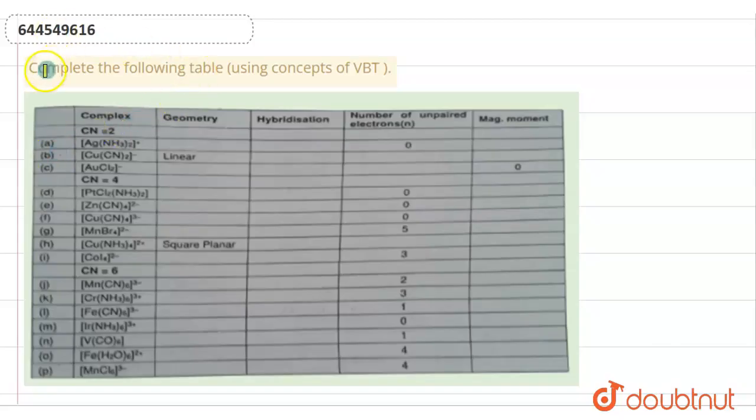Hello everyone. So today's question is: complete the following table using the concepts of VBT. We have been given many coordination compounds and we have to complete the table using VBT. So what does VBT tell?